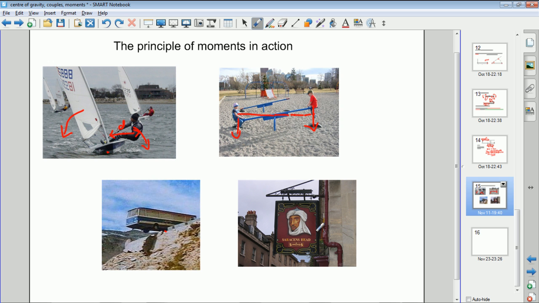And finally, we've got a slightly more complex situation. We've got a pub sign here, which is in equilibrium, and the weight of the pub sign is causing a turning moment to try and tip the pub sign, or turn the pub sign about this pivot here, whereas the tension in the string, or wire, which is acting up in this direction, is counteracting that moment with a clockwise moment. So it's a slightly more complex situation, which we'll actually have a look at when we do equilibrium problems. And that's moments. Thank you very much.